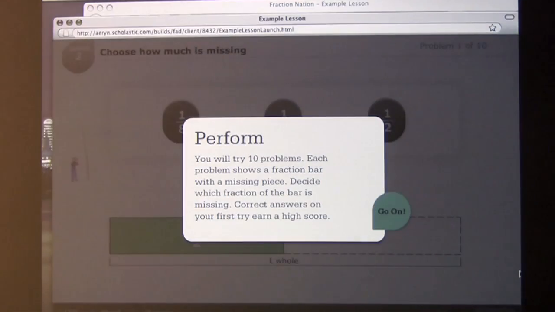You will try to solve problems. Each problem shows a fraction part of the missing piece. Correct answers on the first try earn a high score.